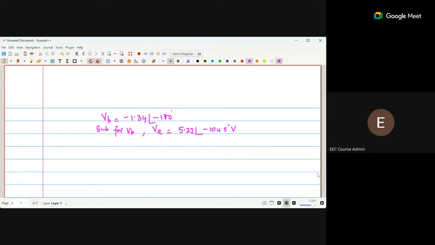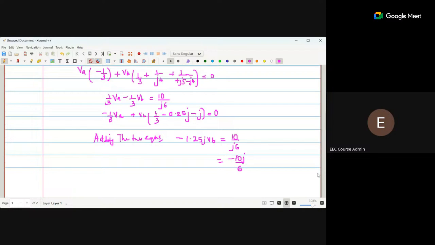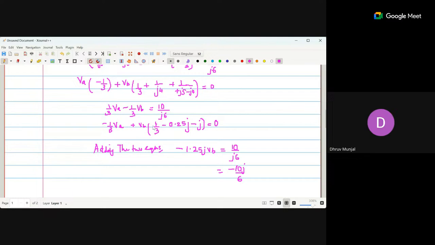Ma'am, actually j in numerator is going to multiply with denominator, so it is becoming j square. Can you just point out here the equation I have written? Yes ma'am, here minus 1.25 j VB equal to 10 by j6. Are you getting it? Yes, that is good ma'am. Now I have written 1 by j as minus j, so minus 10 j by 6 I have written, so that this j and j gets cancelled.